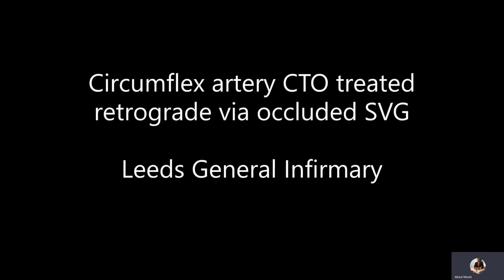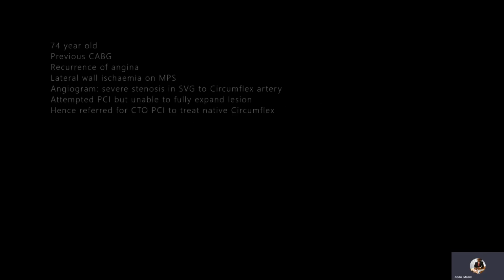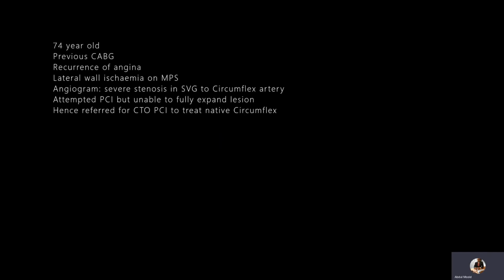This is a case of a circumflex coronary artery conduit occlusion, treated retrograde via an occluded graft. This was a case of a 74-year-old man who had undergone previous coronary artery bypass surgery and presented with recurrence of angina. He had documented lateral ischemia on perfusion imaging.